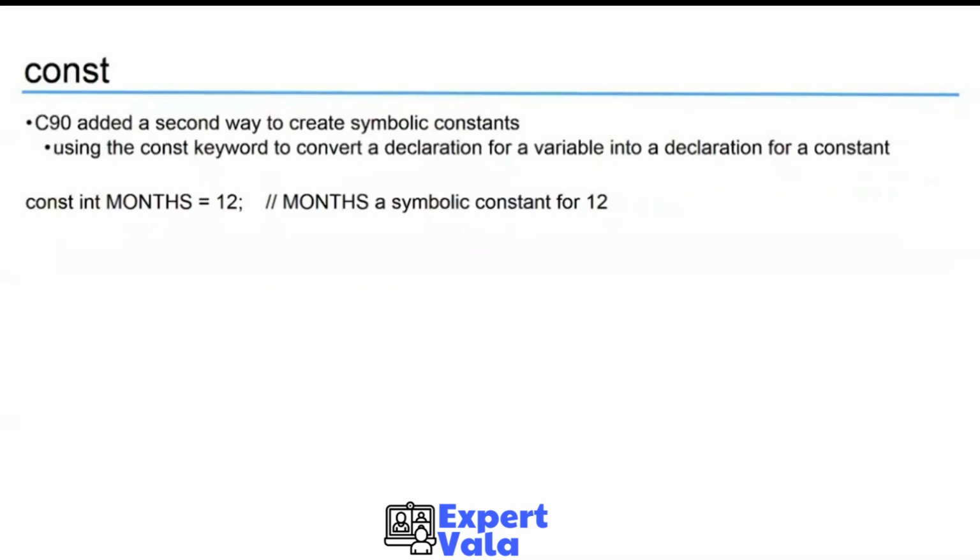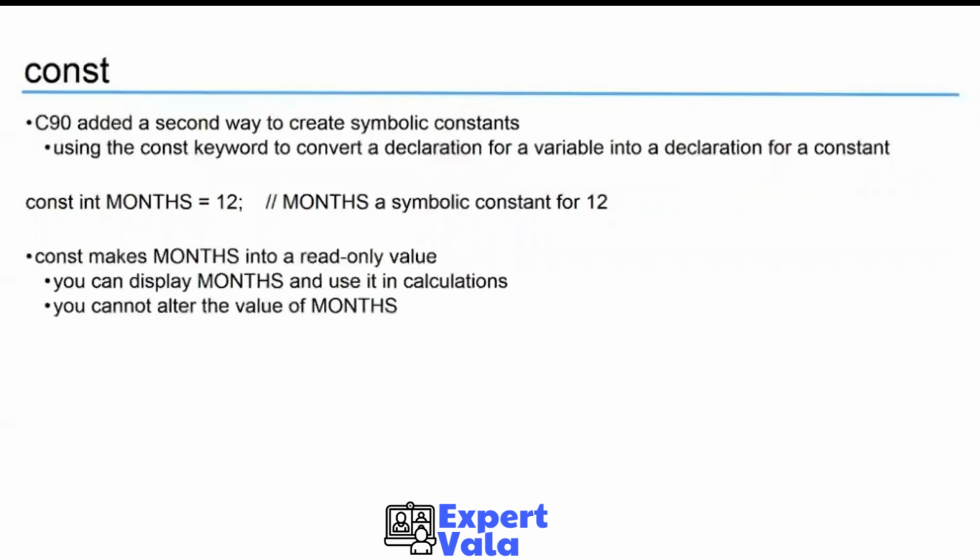We are not calling it a variable because a variable can change, that's why it's called a variable. You have constants or variables, and a constant like months is not a variable, it does not change. Const makes months into a read-only value. You can display months and use it in calculations, but you cannot alter the value of months.